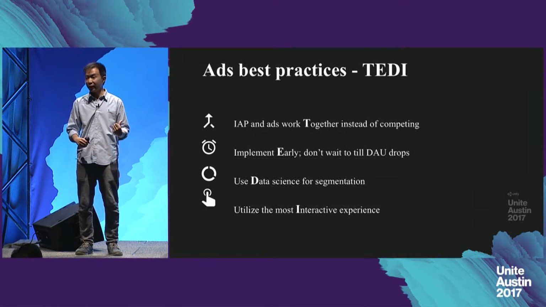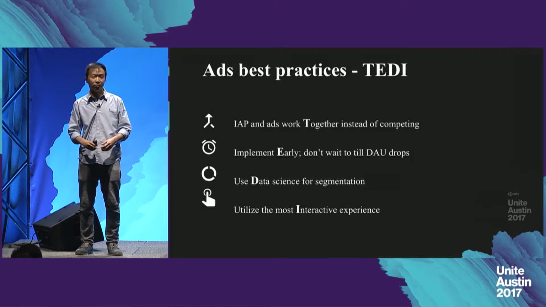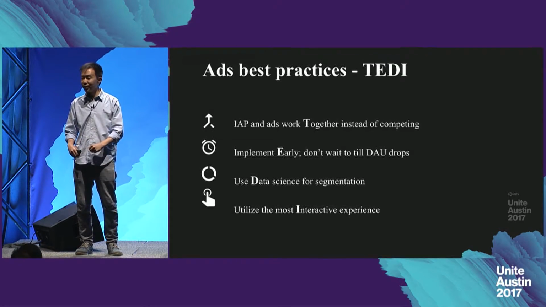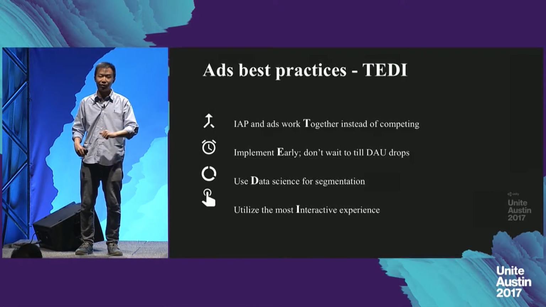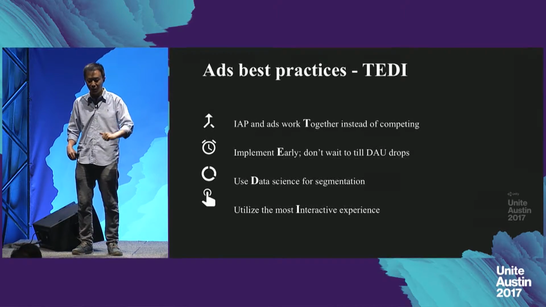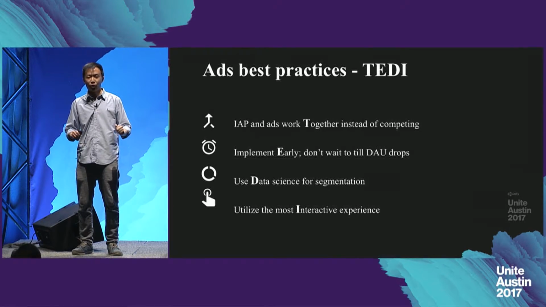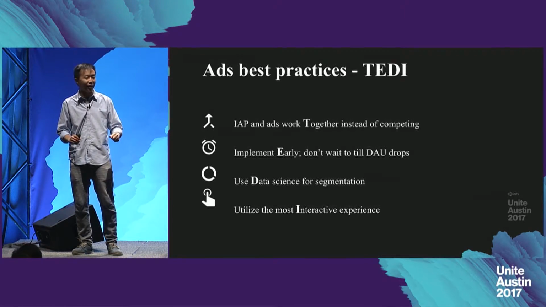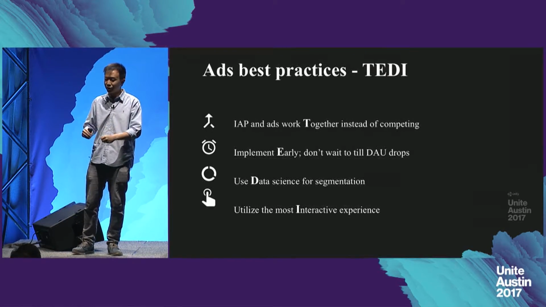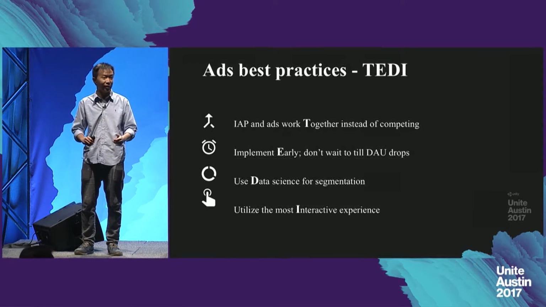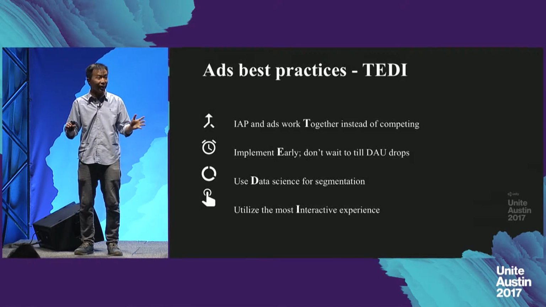Second is implement early. We have seen studios where you create your budget, you say, this is how many DAUs I'm going to have, this is my ARPDAU, this is my revenue goal. I don't need advertising right now, so you don't do it. And then at a certain point, when your financial goal is not being met, that's when I saw executives and producers or product managers from the studio say, oh no, now we really need ads.